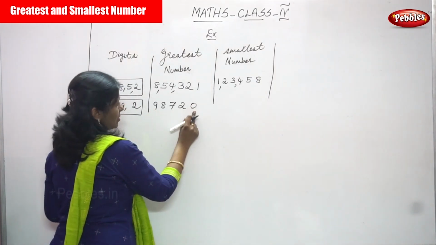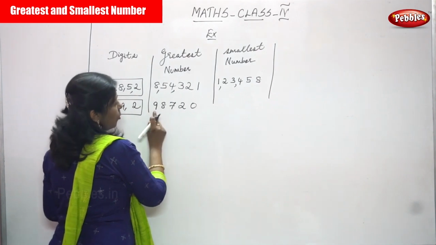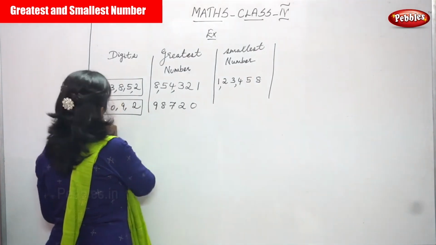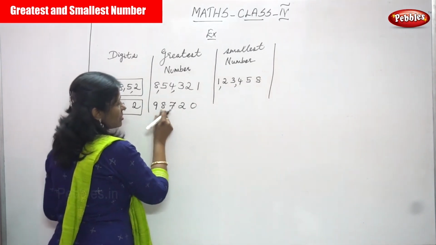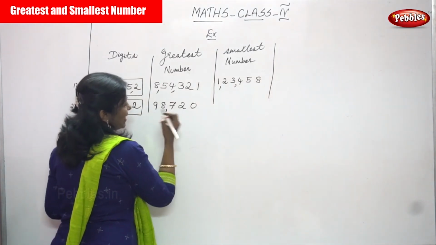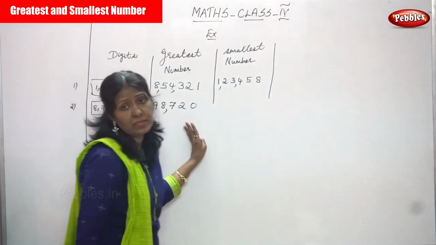So biggest to smallest. So ones, tens. How many numbers? 1, 2, 3, 4, 5. Here also 1, 2, 3, 4, 5. So how are you going to count? Ones, tens, hundreds, thousands, ten thousands. So 98,720 is the greatest number.